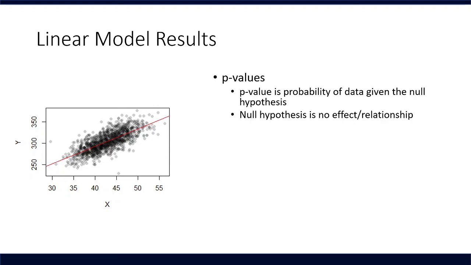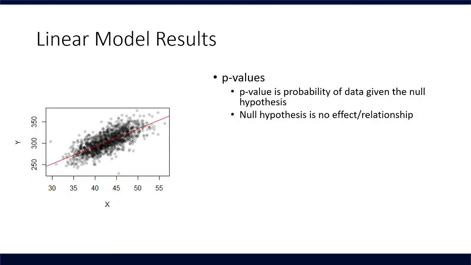But to start off with, as a refresher, p-values, right? A p-value, as we discussed in a previous lecture, is the probability of your data, or more extreme data, given the null hypothesis is true, and given that you've repeated your experiment or observation an infinite number of times. So the probability of your data, assuming the null hypothesis is true, right? In the case of a linear model, the null hypothesis is that there is no effect of x on y, that there is no effect of the predictor on the response variable. There's no relationship between those two.